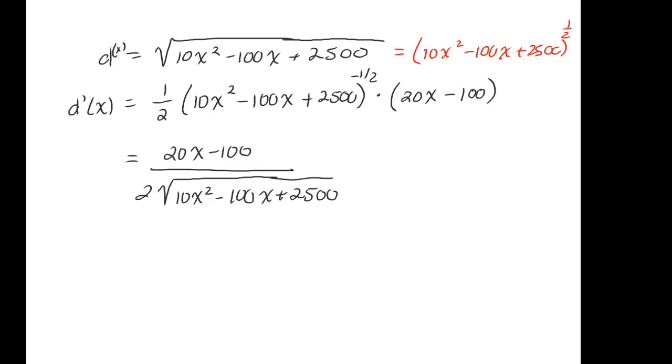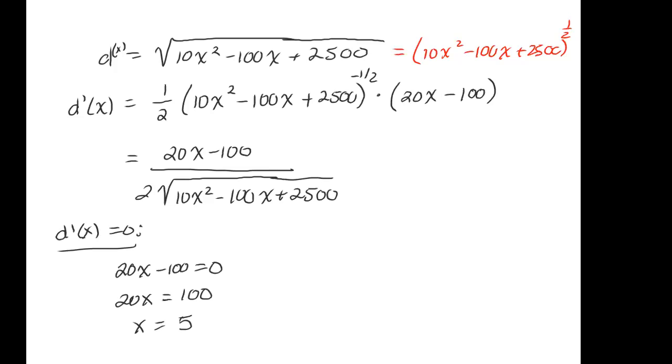Where's the derivative equal to 0? D prime of x is equal to 0. Well, that occurs whenever the top is equal to 0. It occurs when 20x minus 100 is equal to 0. So when 20x is equal to 100, or where x is equal to 5. Okay.